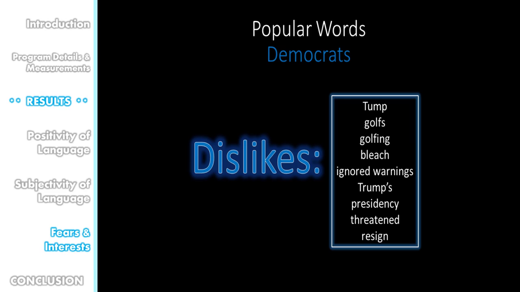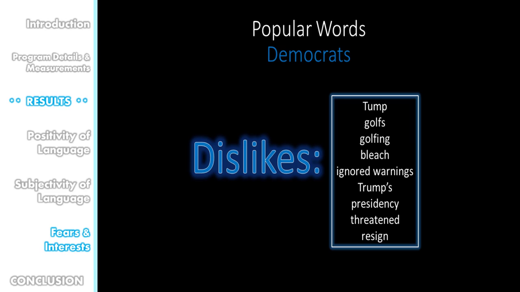So let's see which words the Democrats use more often than Republicans. I divided these words into categories, and especially if you follow news, you probably know how they're all related. They're all related to Trump. So Trump is a nickname that they have for him that's disparaging. They're upset that he's golfing, and they're upset that he said something about bleach. I'm not going to get into it, but the theory goes that he said something irresponsible about bleach, that he has ignored warnings from experts.